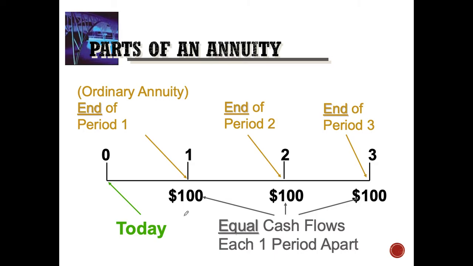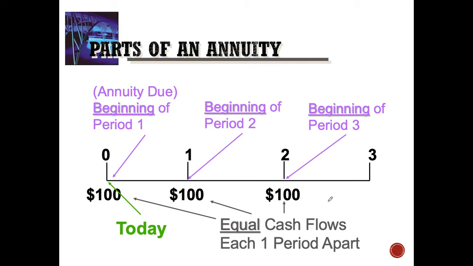Okay, this is the example of an ordinary annuity. Just remember that for the ordinary annuity, the payments occur at the end of the period. For example, today is here, so the payment starts from here. This is year 1, at the end of period year 1, and this one is the payment for year 2 and year 3. And then equal cash flow, each one period apart. The same.